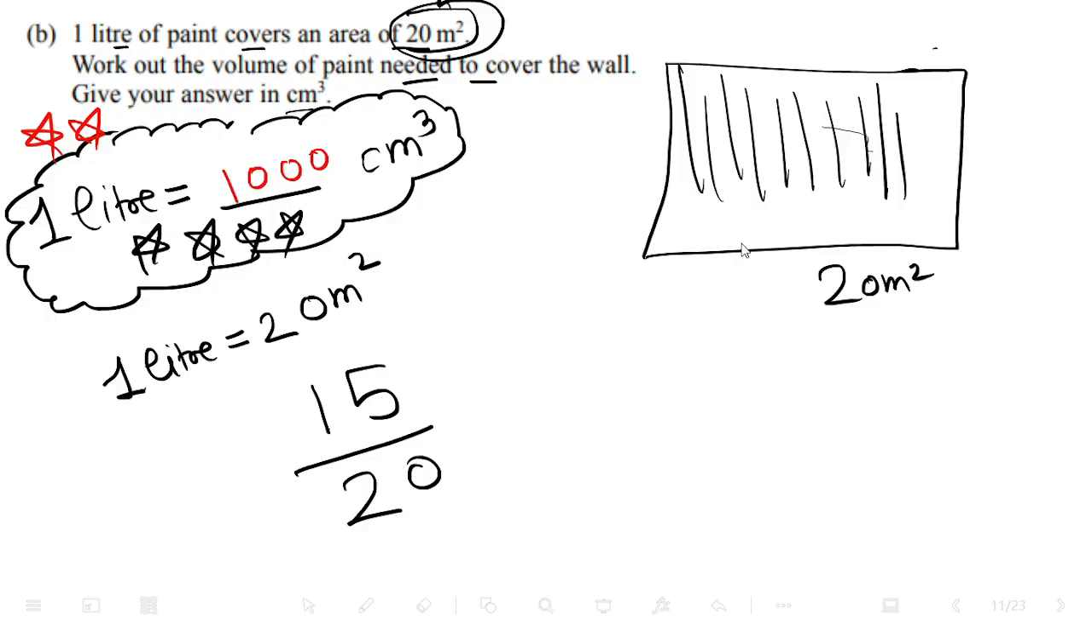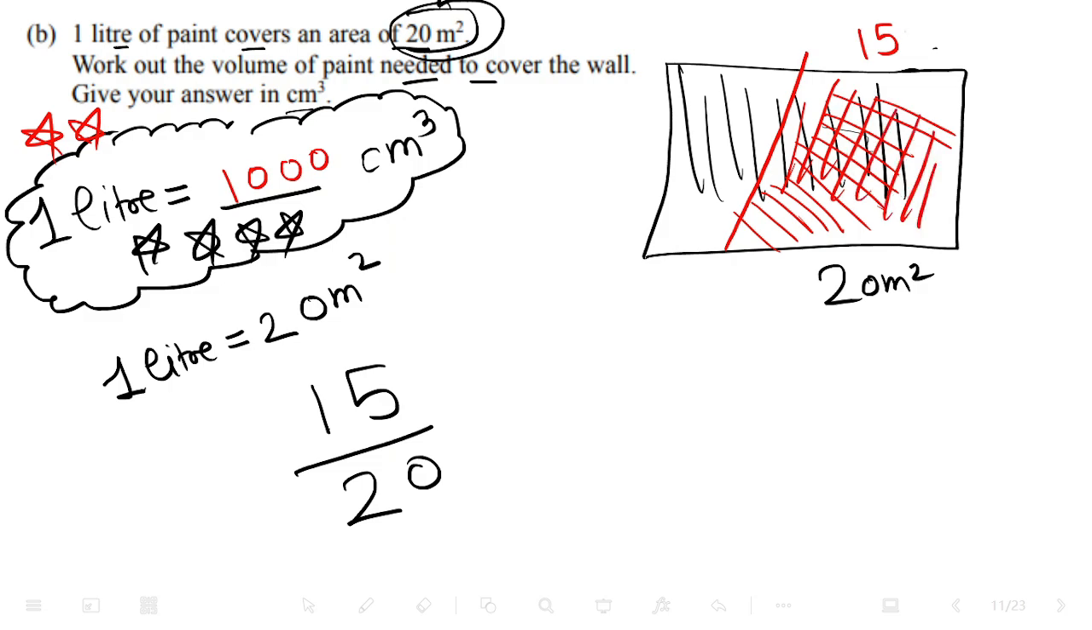Now see what is exactly happening. Suppose up to this point, the shaded region, this is 15, right? So this is the area which we have to paint, and this area is 15 meters square, right? Now the question arises why we are dividing by 20, because first of all they have given that 1 liter is covering 20 meters square.